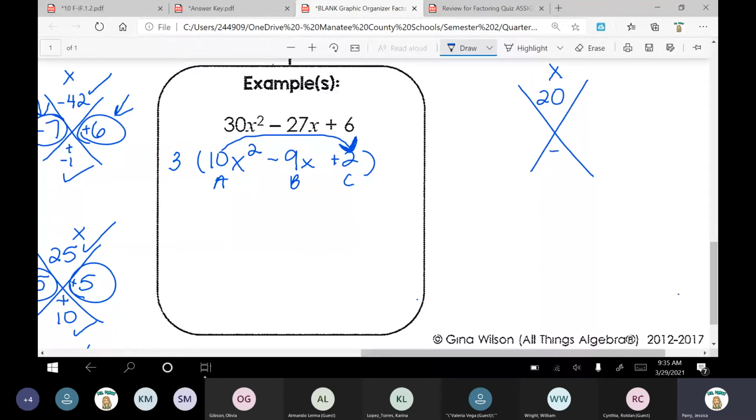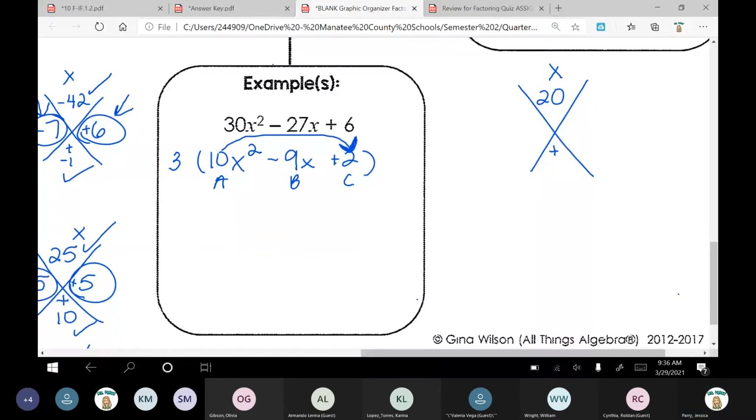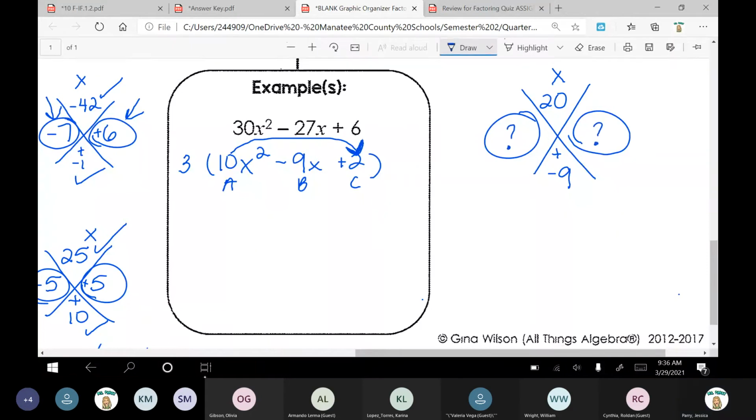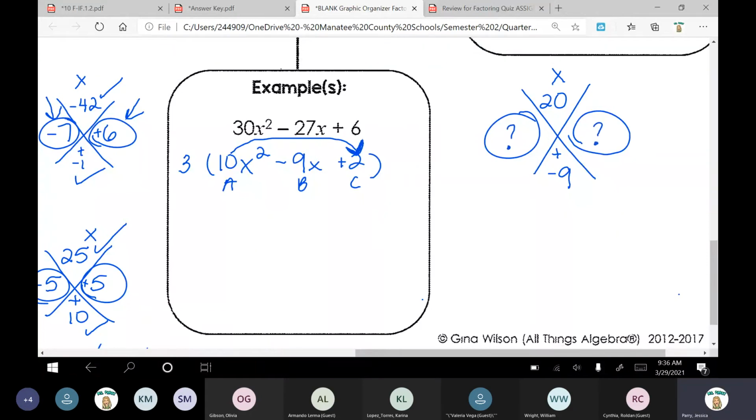What is B? Be careful with your sign. What is B? Make sure you're careful with your sign there. B is a negative 9, perfect. So these two numbers here and here, they need to multiply to a positive 20, but when you add them together, we get a negative 9. So let's think, what times what is positive 20? And then what plus what is a negative 9?